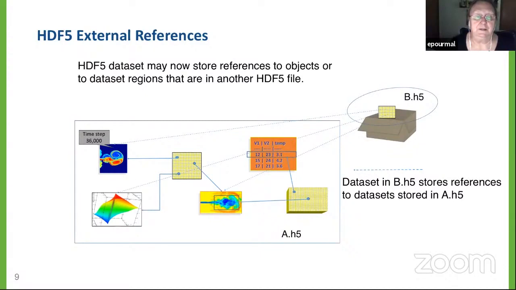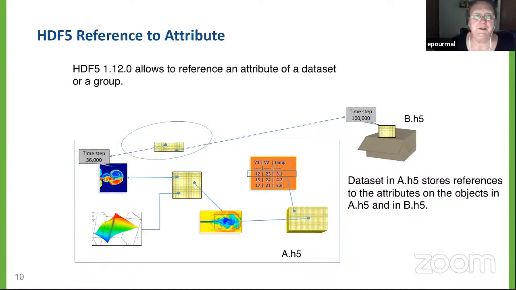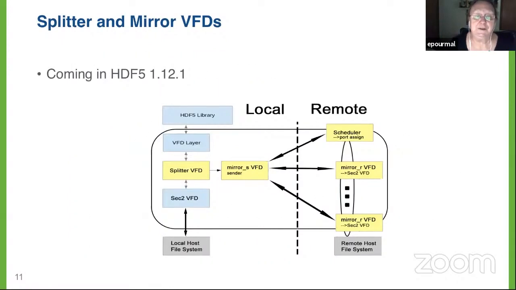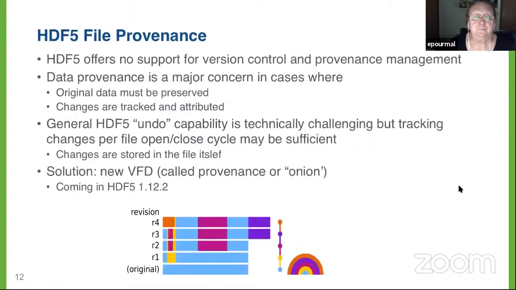You can find the explanation of external references and references to attributes. What is coming? There are 2 more VFDs coming in 1.12.1 and 1.12.2. They are called splitter and mirror VFD, where one can write and read a file on the local system and send and write a file on the remote file system, currently using the TCP/IP protocol. And on the remote system, multiple readers can come and read that file.